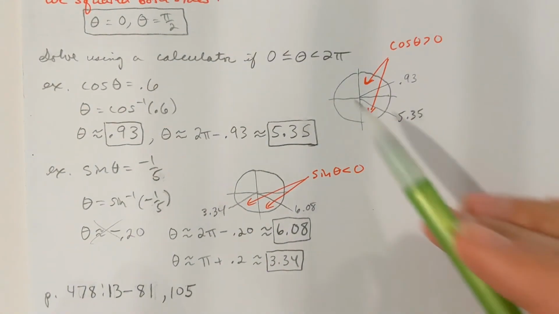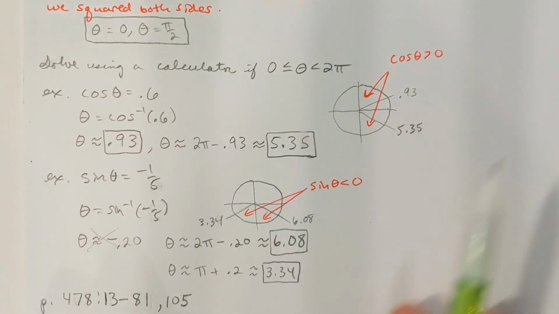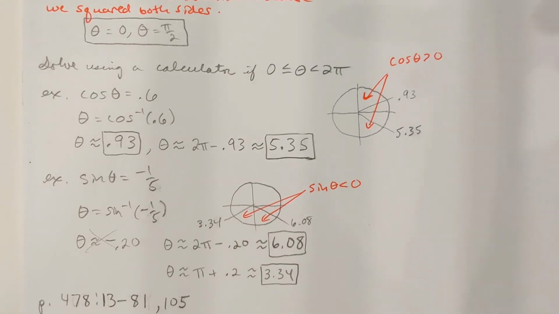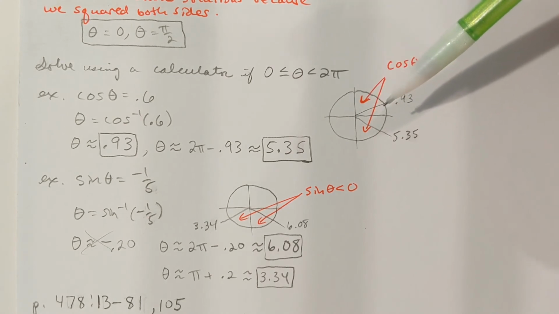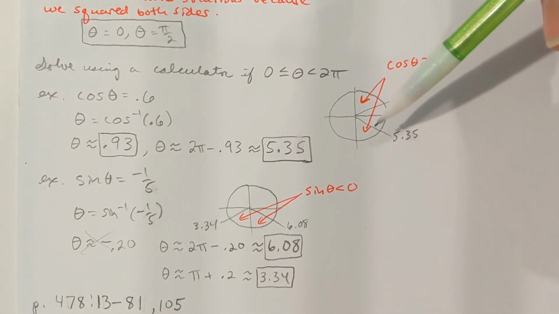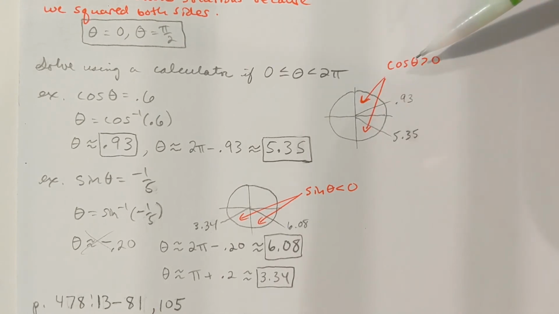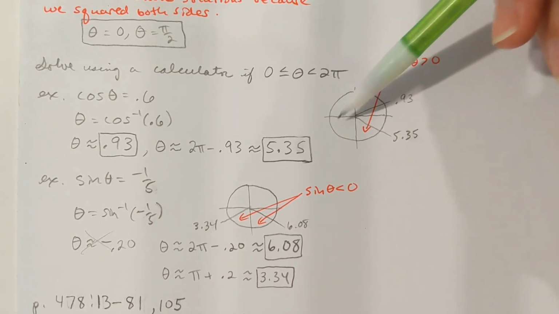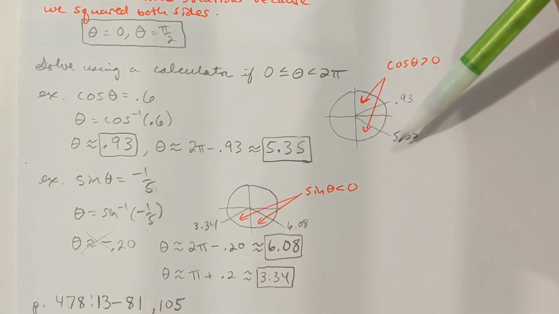Now, I want to make sure I'm getting all the solutions on the interval 0 to 2 pi. Some students will stop right here and say it's roughly 0.93, and then go to the next problem. Don't do that. Cosine theta is positive if you're in quadrant 1, since everything is positive in quadrant 1, and also in quadrant 4, since the adjacent side would still be positive. Cosine theta would be negative if you're in quadrants 2 and 3, since the adjacent side would be negative.